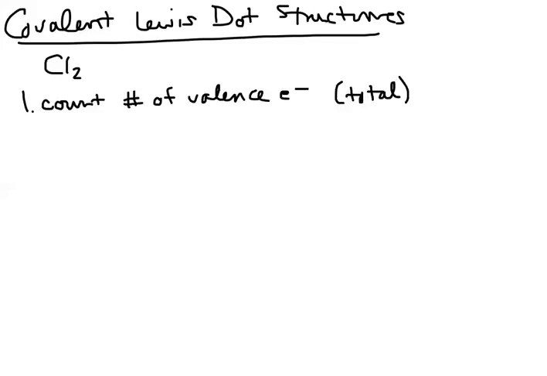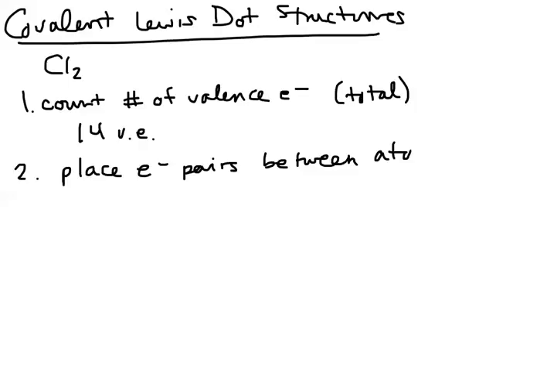And once again, Lewis structures only deal with valence electrons. How many valence electrons do we have in this structure? 14. Each chlorine has 7, because it's neutral, has 7 electrons. You add those together, it has 14. 14 valence electrons. So my second step is I'm going to place electron pairs between atoms. That's forming the bond.